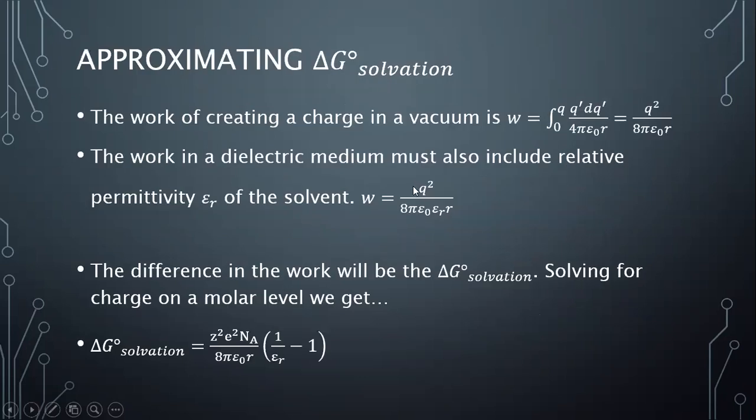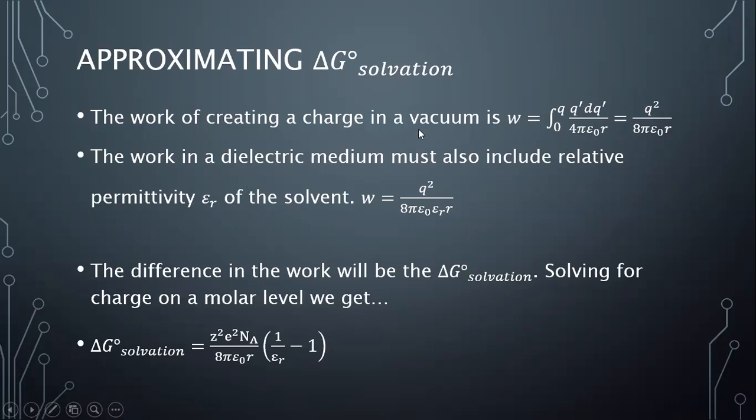Okay, so when we approximate this, the work of creating that charge in a vacuum is W. We're integrating from 0 to Q, where this whole thing is our electrical potential. From 0 to Q, Q dQ goes to Q squared over 2. So that goes from 4 pi to 8 pi.